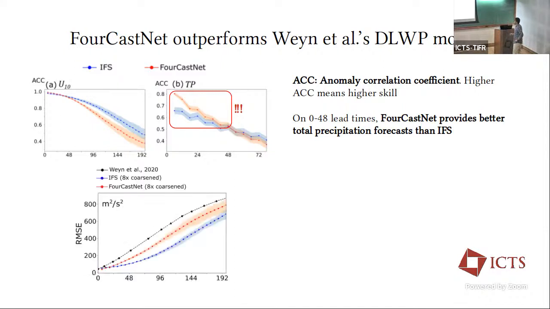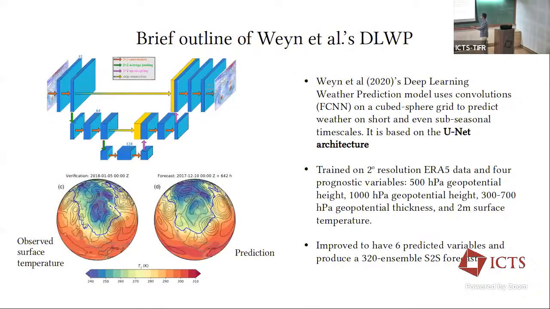But let's see how this compares with previous studies that focused on deep learning driven weather forecasting. So there was this study, Weyn et al. 2020, from the University of Washington, Dale Durran's group, and they use CNNs to make weather forecasts, rather than fancy transformers. So let's just quickly look at what the Weyn et al. structure looks like, what their neural net looks like.